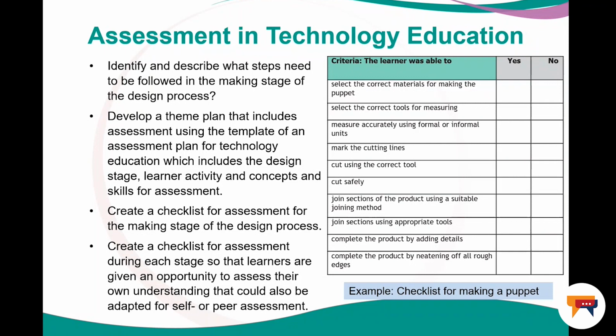We need to show them all those steps so that after the learning phase they can do it in an assessment, and then complete the product by adding details. Sometimes we want them to use the creative side and complete it in a neat, suitable way, and complete the product by neatening all the rough edges. So this would be maybe a checklist for a puppet, or whatever the case may be, whether it be the structure of the doghouse. There should be criteria that the learner was able to meet.